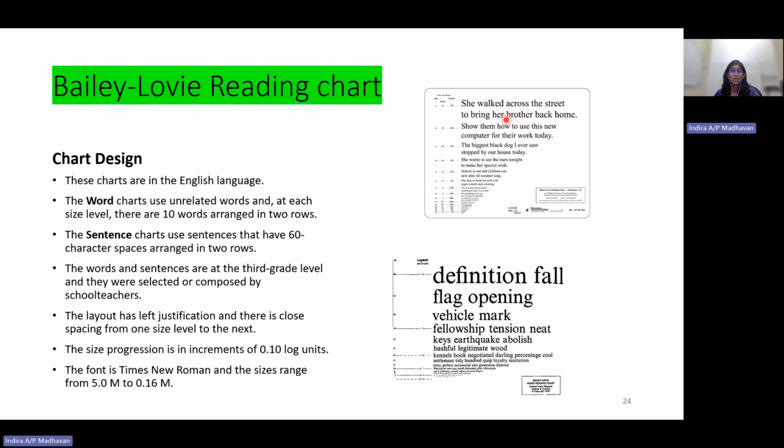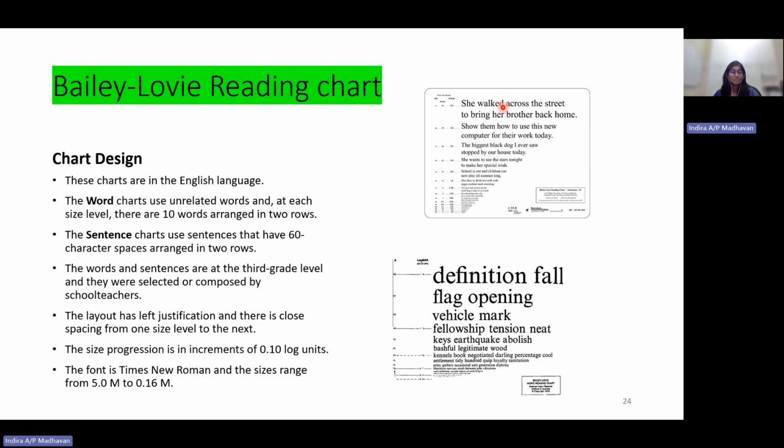That means this whole sentence should have 60 character spaces. So all of them have 60 character spaces arranged in 2 rows. The words and sentences are at the third grade level and they were selected or composed by school teachers. So they don't randomly do these charts. They don't simply pick any words. They pick words that can be understood by third grade level kids.